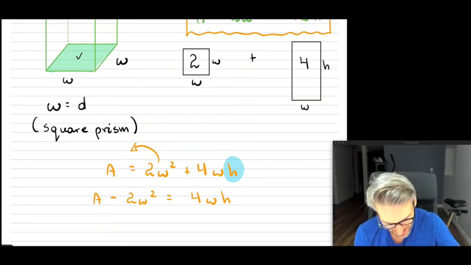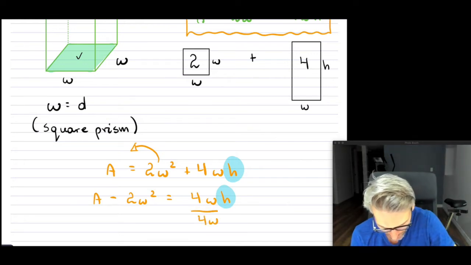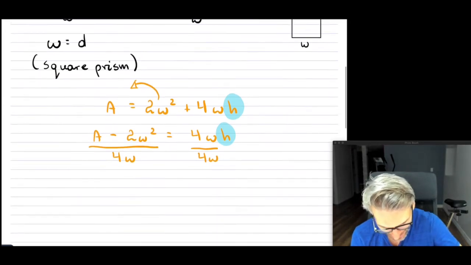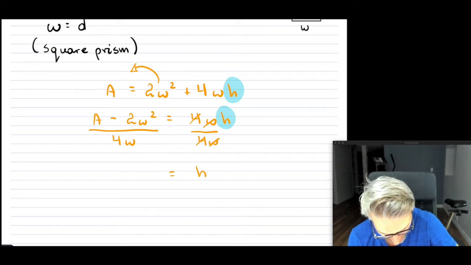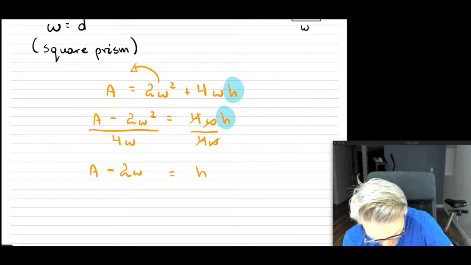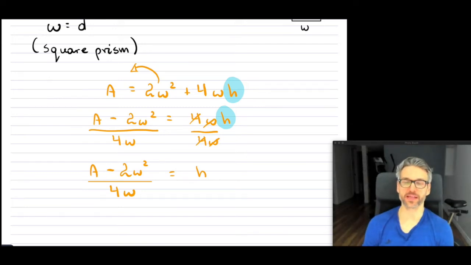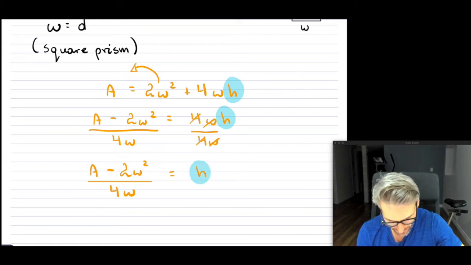Now, because I'm isolating for that h right here, I'm going to divide both sides by 4w, like this, and that's going to give me what my h is. So the 4 cancels, the w cancels, and I have that h is equal to the surface area minus 2w squared divided by 4w. Now, it doesn't look very pretty, but that's okay. But now we have our h, which we wanted.